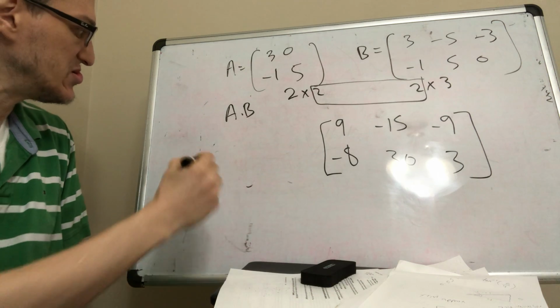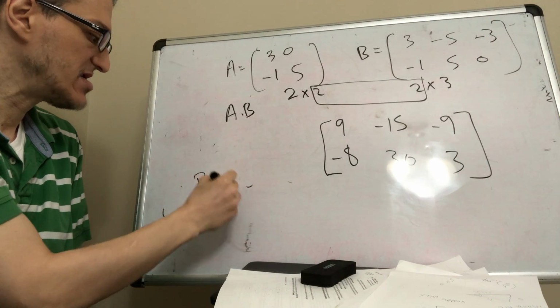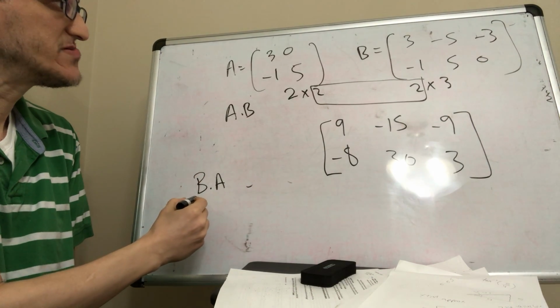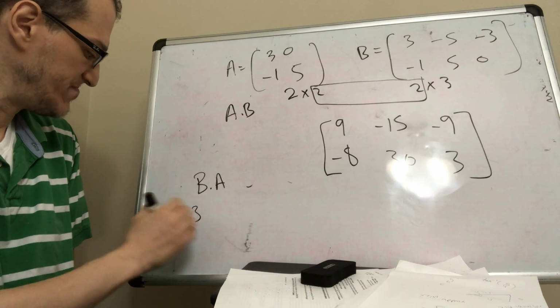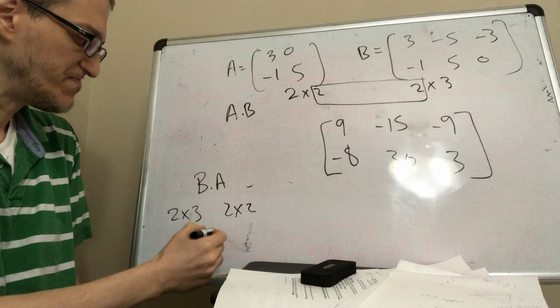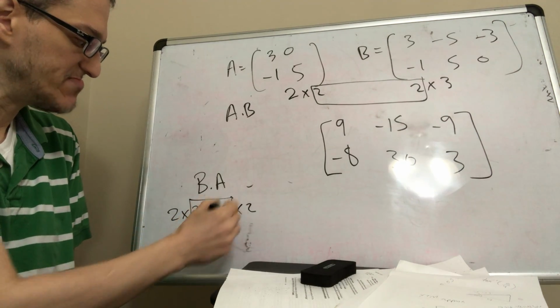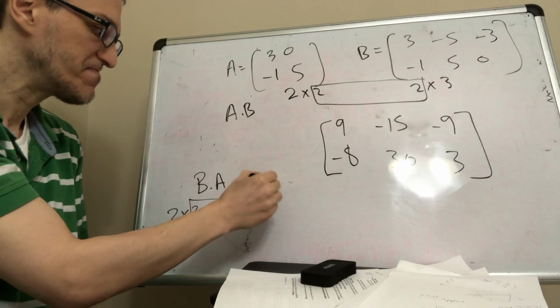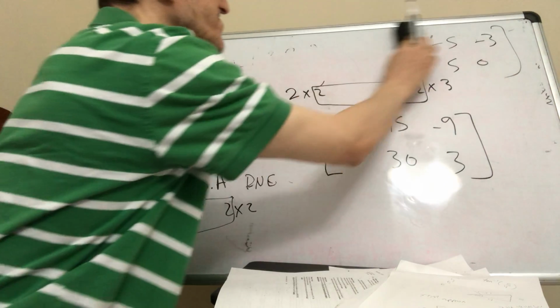But if they ask you, can you do B times A? The size of B is 2 times 3. Size of A is 2 times 2. We have a mismatch, so this one does not exist.